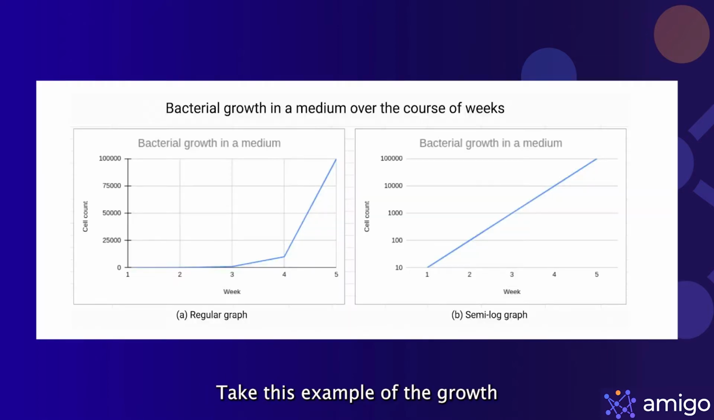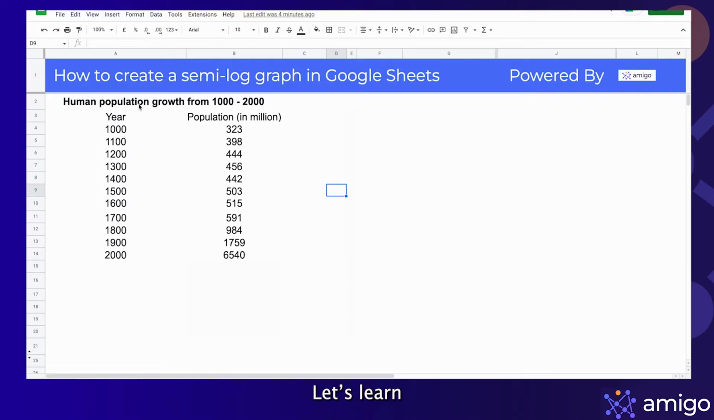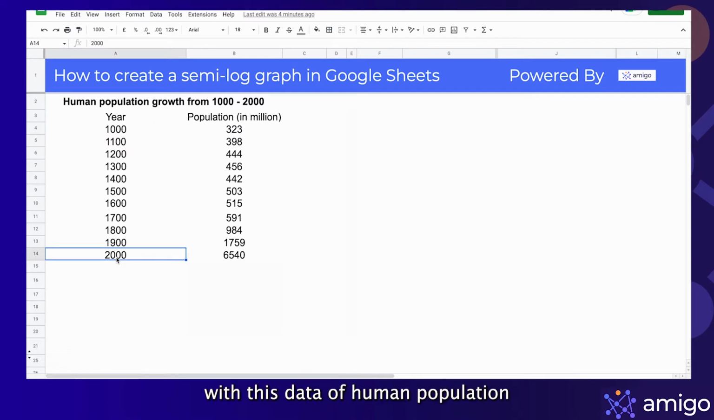Take this example of the growth of bacteria in a medium. As you can see, the semi-log graph represents the data in a much neater way in comparison to a linear graph. Let's learn how to make our own semi-log graph in Google Sheets with this data of human population growth from the year 1000 to 2000.